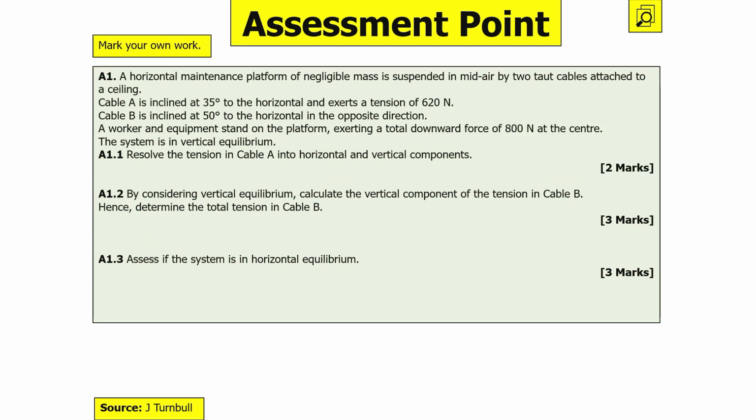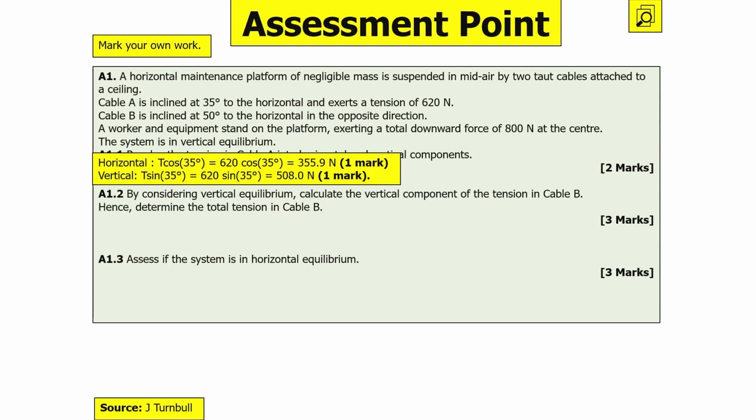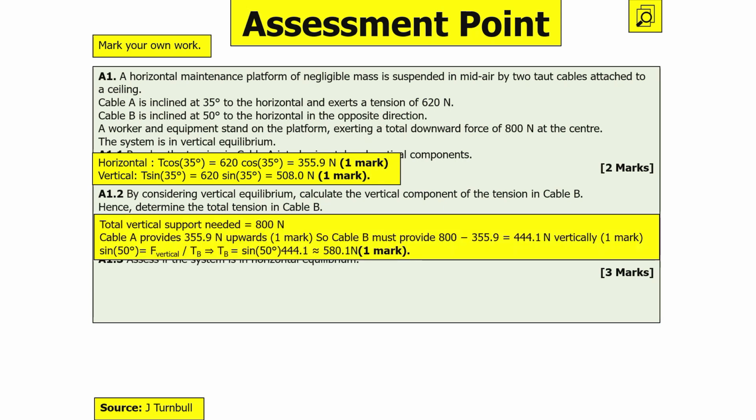Right, in our first one, horizontally, it's going to be T cos theta, so it's going to be T cos 35. So therefore, it's 620 times cos 35, which is 355.9 newtons. Vertically, in this case, it's going to be T sine theta, so it's going to be 620 sine 35, so it's 508 newtons.